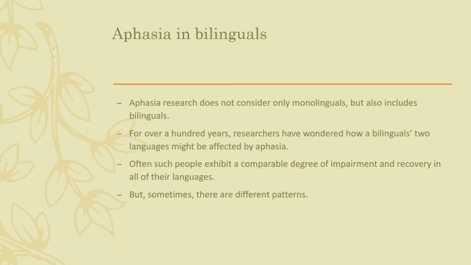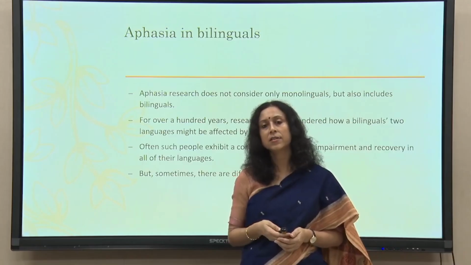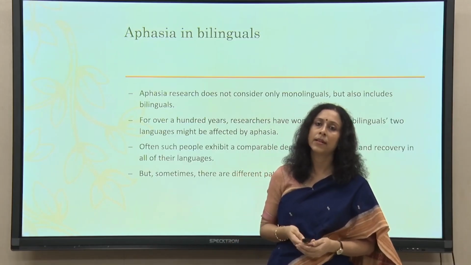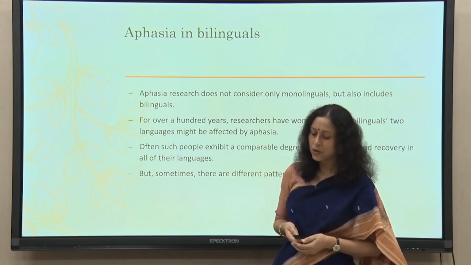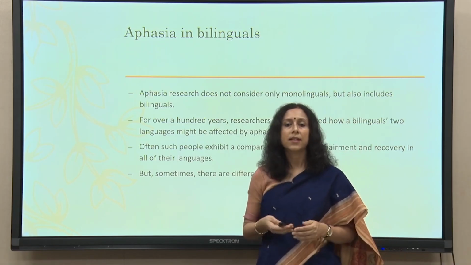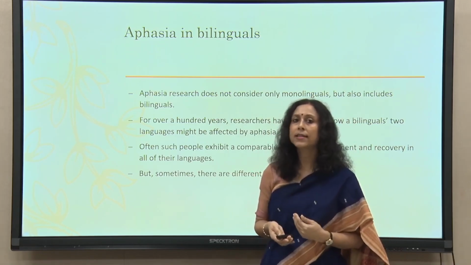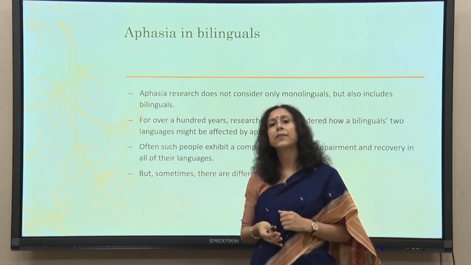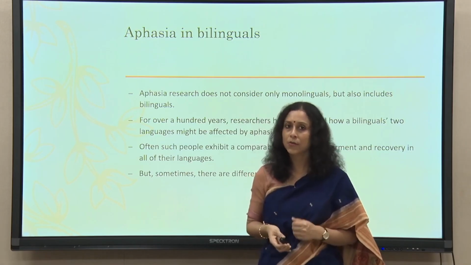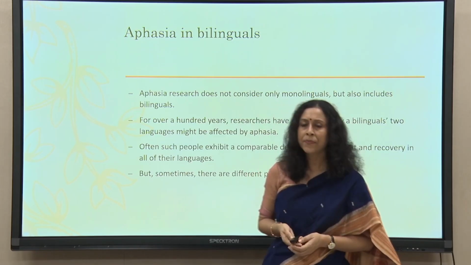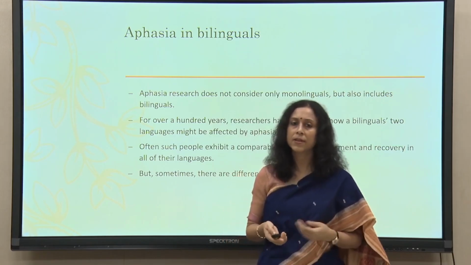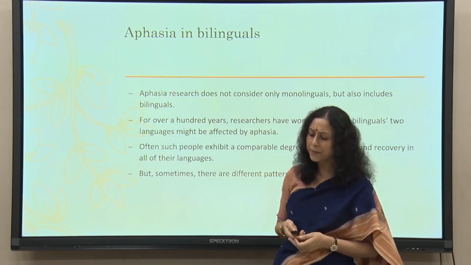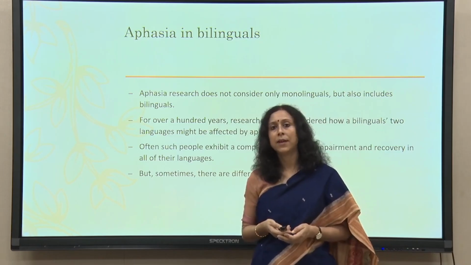Now, aphasia research, though it has largely been dependent upon data from monolinguals, has also included some investigations of the same problem in bilinguals and polyglots. For over 100 years, researchers have tried to look at how aphasia may affect bilinguals. Does aphasia, whatever kind of aphasia, affect a bilingual's two languages differently? That is the question that has been asked, and there have been different kinds of publications and findings that we have data for.